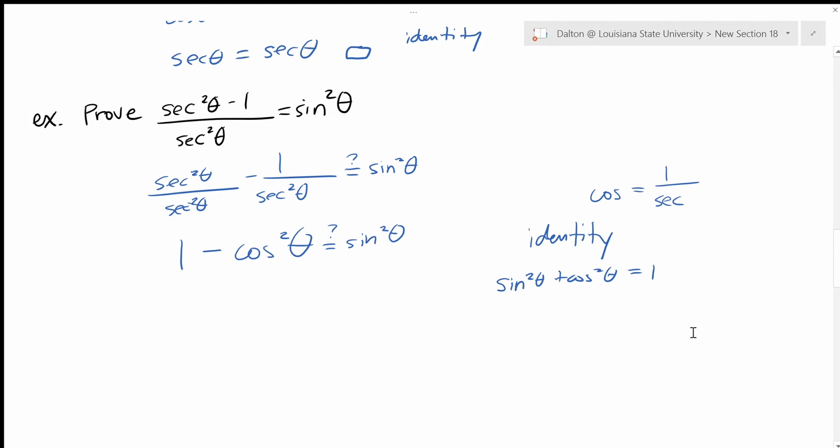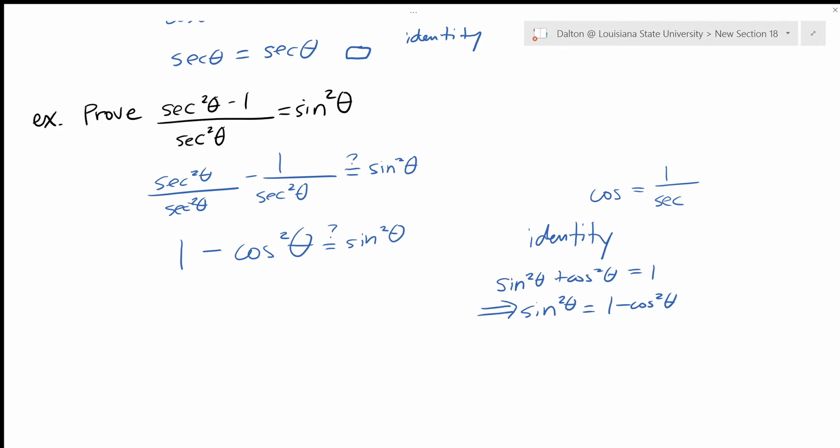So basically, off to the side, what I would want you to do is write that Pythagorean identity, sine squared plus cosine squared equals 1. And then you could say that implies, using algebra with the identity, that if I subtracted cosine squared from both sides, then that would mean that sine squared theta would equal 1 minus cosine squared theta. Okay, so you can do that algebra off to the side.